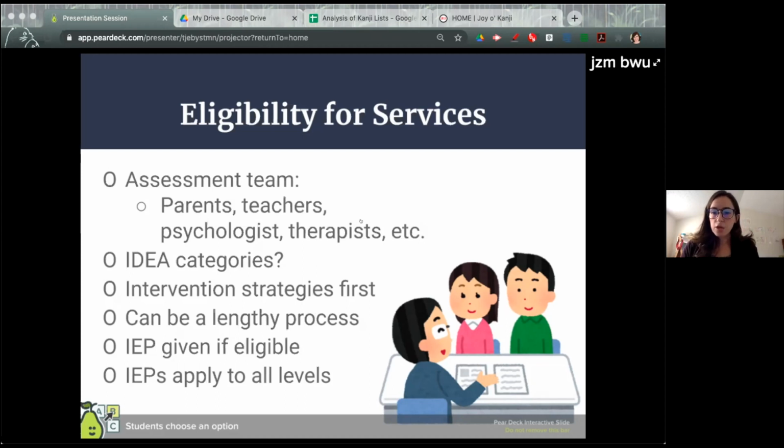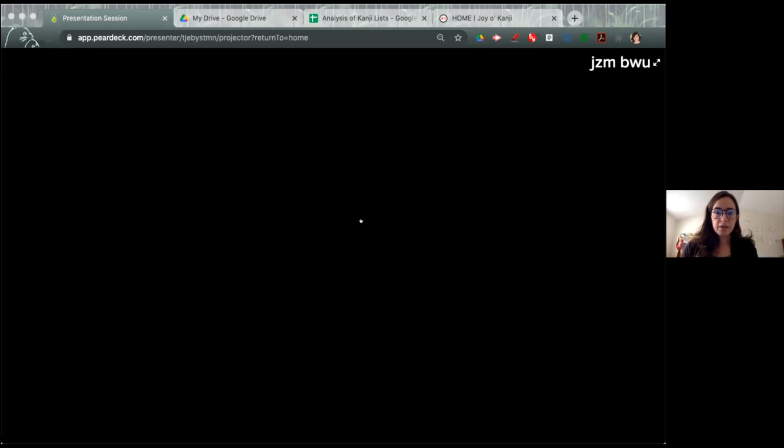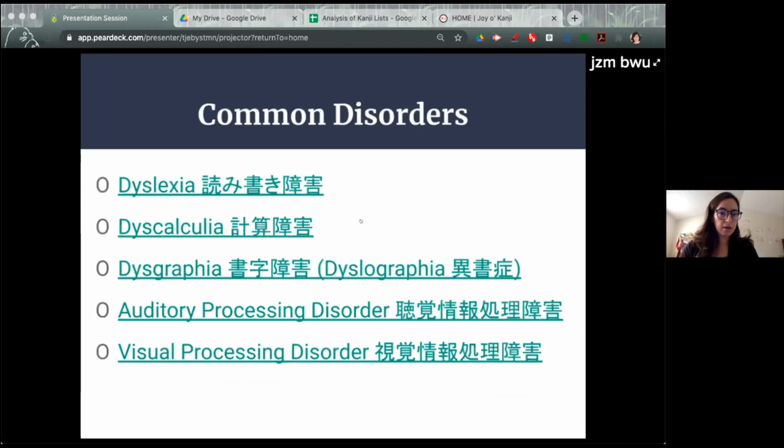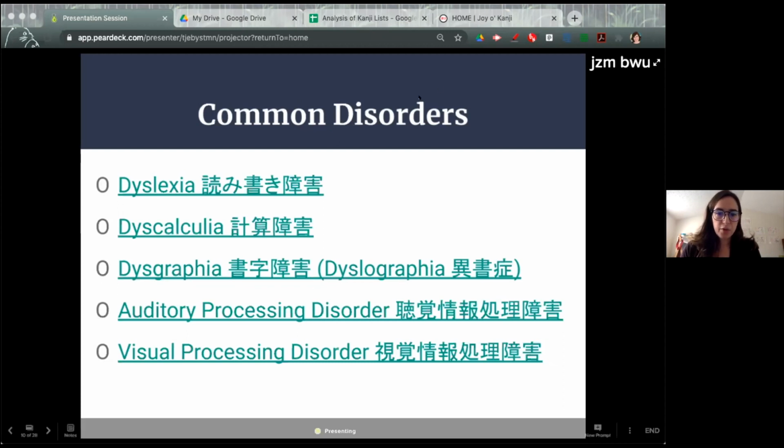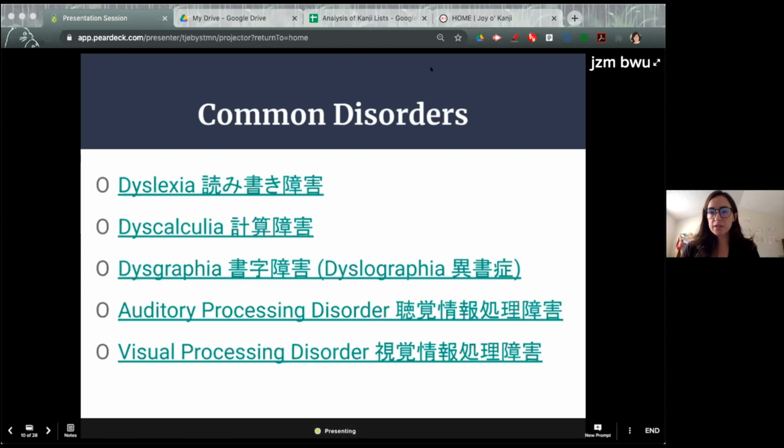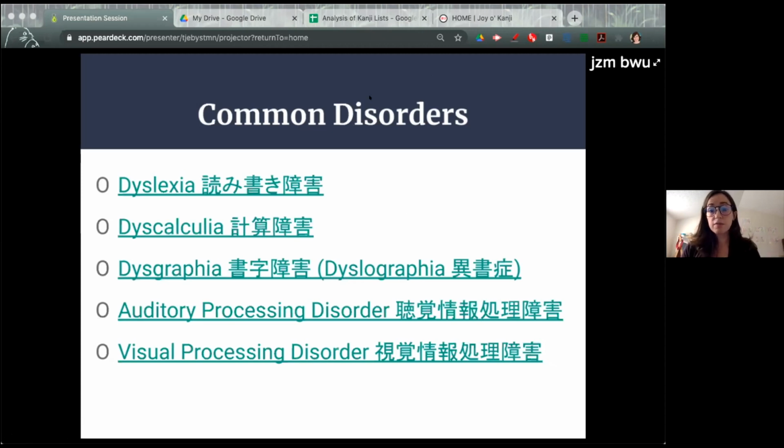Okay, so let's look at common disabilities. And I put my best version of the Japanese terms for these. And if it turns out that I'm wrong, we'll fix it. All right, so five of our most common learning disabilities are right here. When you receive this later on, you will find that these are functional links that you can follow.